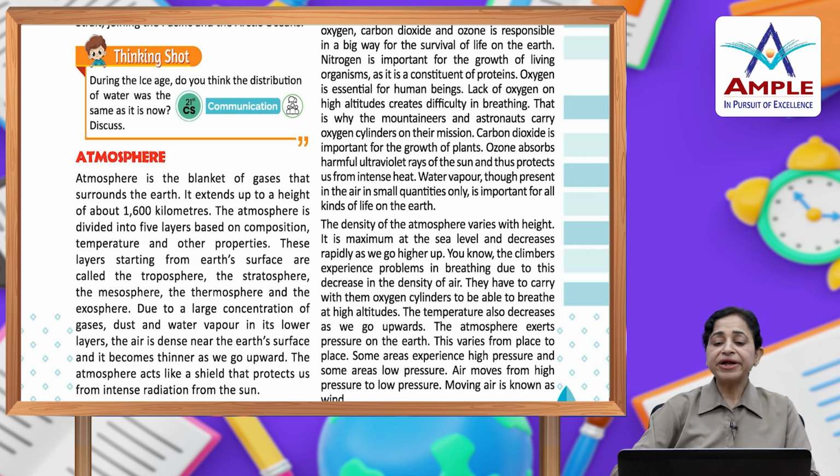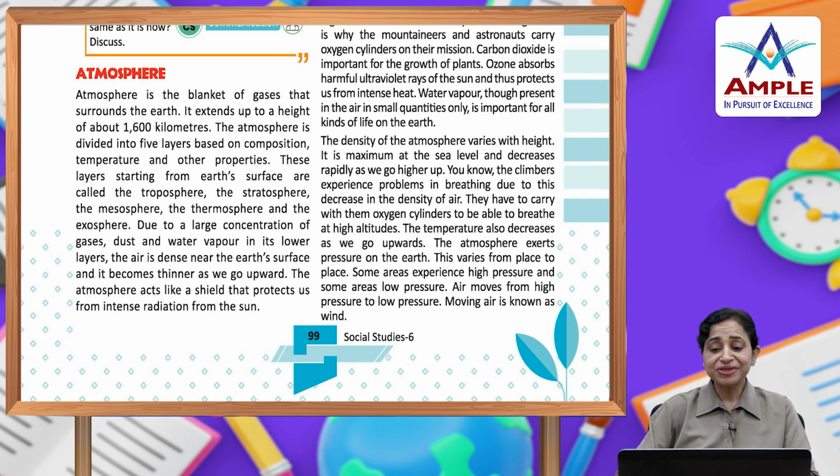The density of the atmosphere varies with height. It is maximum at the sea level and decreases rapidly as we go higher up. जैसे कि मैंने अभी आपको बताया, the climbers experience problems in breathing due to this decrease in the density of air. बहुत प्रॉब्लम होती है बेटा ऊपर चढ़ते हुए उन्हें. They have to carry oxygen cylinders with them to be able to breathe at high altitude. आप भी कभी घूमने जाते हो तो हाई एल्टीट्यूड्स पे जब आप पहुंचोगे तो आपको सांस लेने के लिए कुछ सब्स्टिट्यूट्स भी बताए जाएंगे कि ऐसा करें आप, राइट.